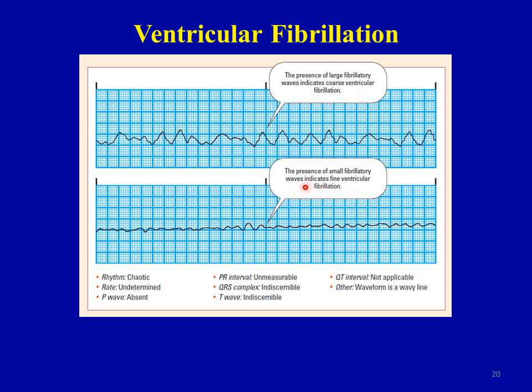And we have certain types of ventricular arrhythmias where we have small fibrillatory waves that indicate fine ventricular fibrillation. The rhythm is chaotic. The rate you cannot measure, but it is above 350 beats per minute. That's why it is too high to be measured. P waves are absent. The PR interval cannot be measured. QRS complexes are indiscernible.